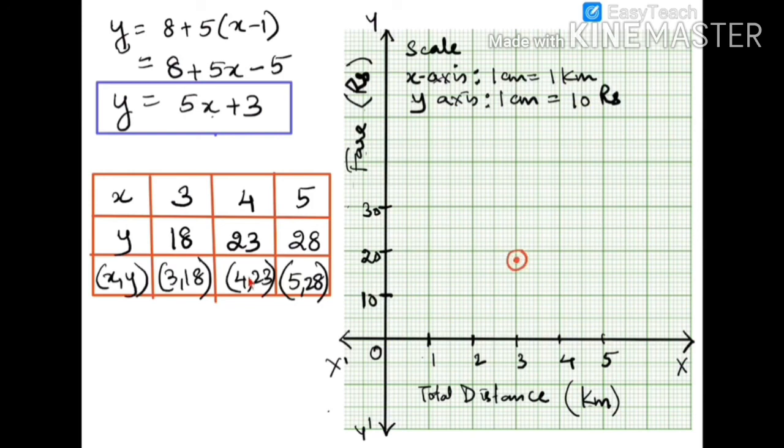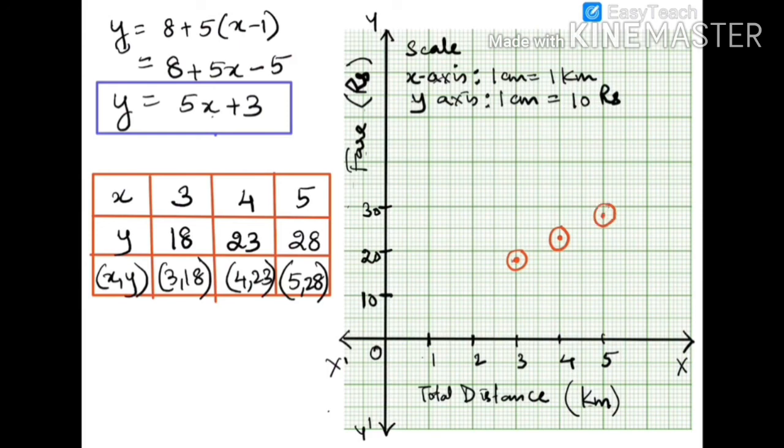Second point is 4, 23. So from origin, move 4 units along the x-axis. From there, move along the y-axis and reach 23. So 23 will be 3 small divisions above 20, which is this point. The third point is 5, 28. From origin, move 5 units along the x-axis, and from there move along the y-axis, and we reach here, which is 28, 2 small divisions less than 30.